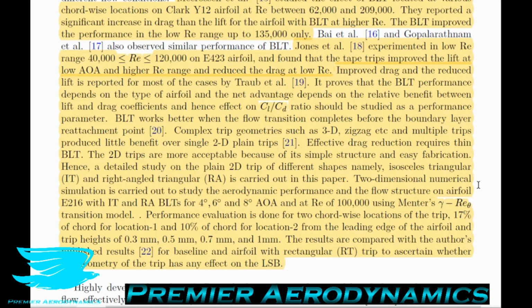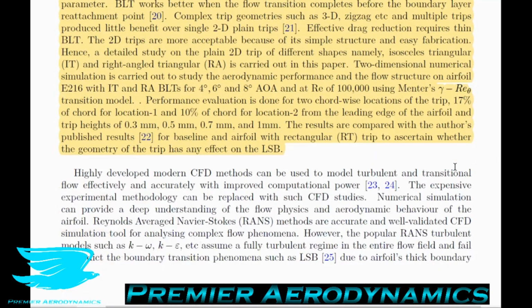The results are compared with the author's published results for the baseline and airfoils with rectangular trips to ascertain whether the geometry of the trip has any effect on the LSB. So looking at three different types of trips effectively, a right angle, isosceles triangle, and then the rectangular trip to see which one is best, and at different heights of these trips and at different locations on the airfoils, from 10% of the chord from the leading edge and 70% from the leading edge.